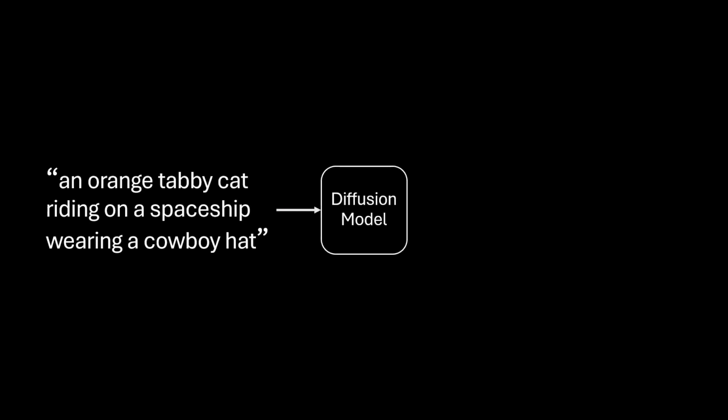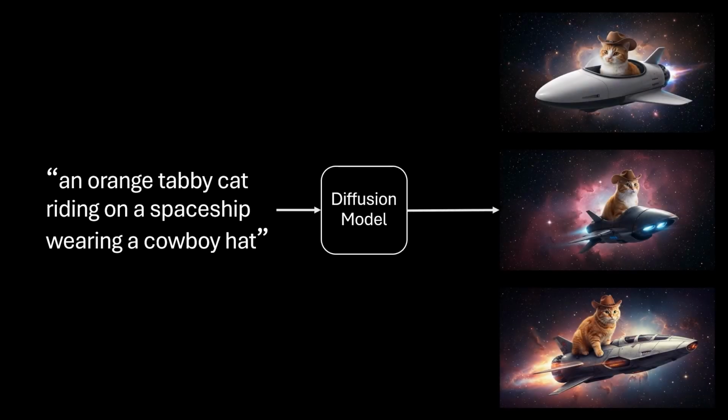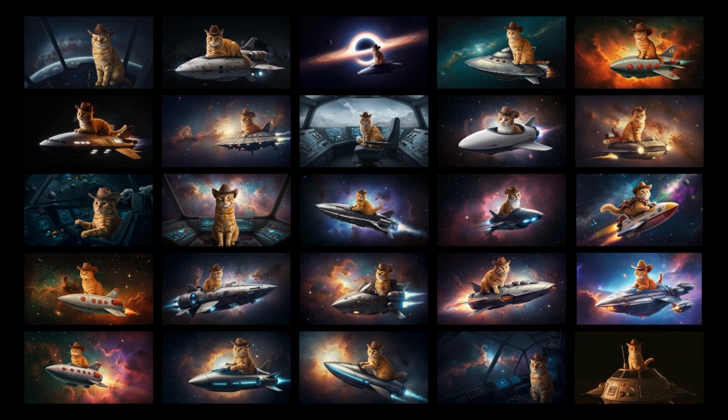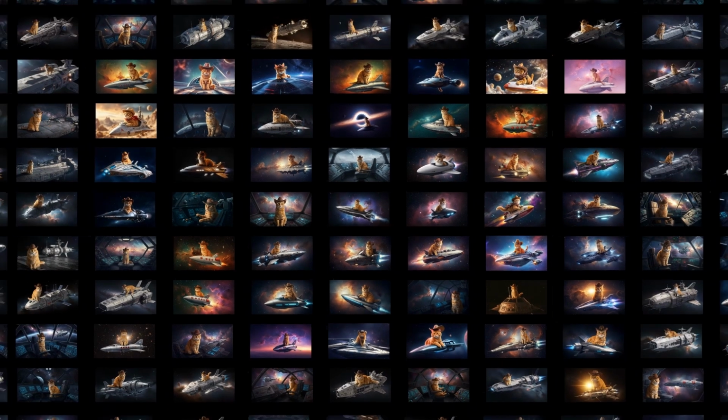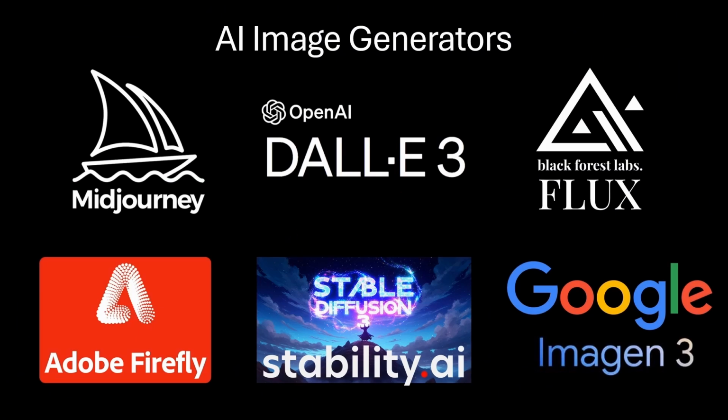Now you understand how giving a prompt to a diffusion model can generate a variety of images. The ones shown are not the only types of images the model can generate. The possibilities are endless. And you can explore them yourself using any of these tools.